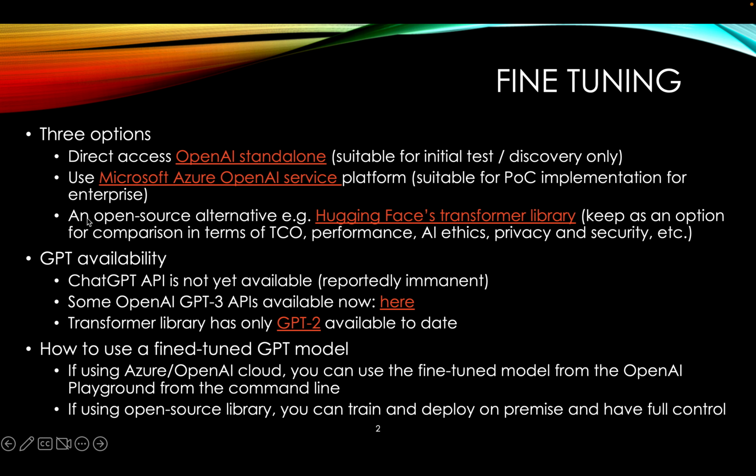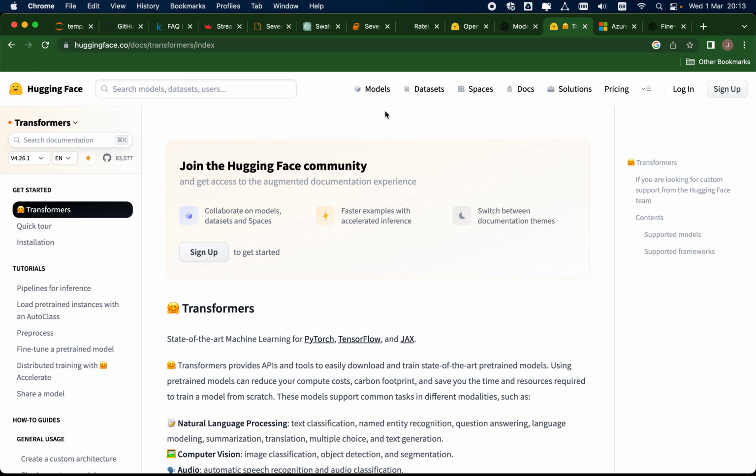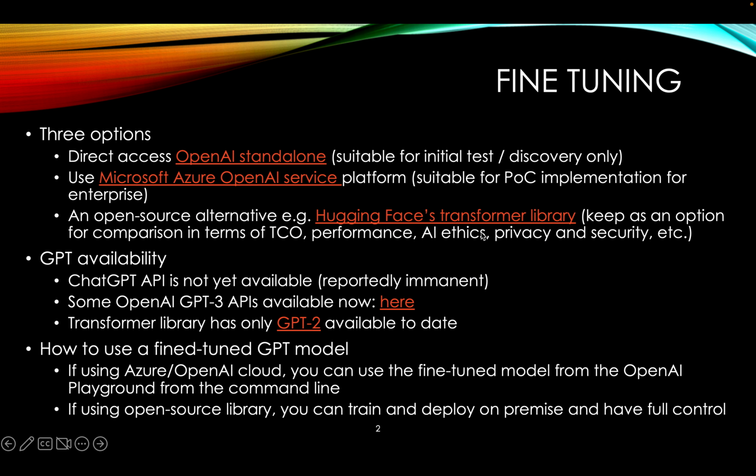You can also consider an open source alternative such as the Hugging Face Transformer library. This is also an interesting option. It is available on the Hugging Face portal, and you can download and install the Transformer library to do different data science experiments. I keep this as an option to compare with the other options, to see their implications in terms of total cost of ownership, model performance, ethics, privacy, security concerns, GDPR compliance, and so on.